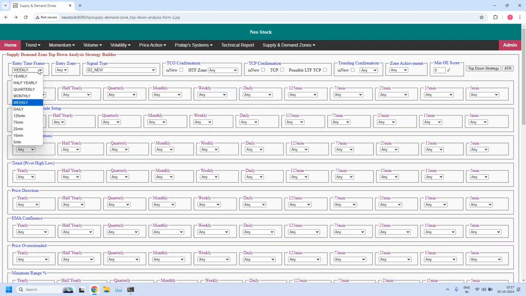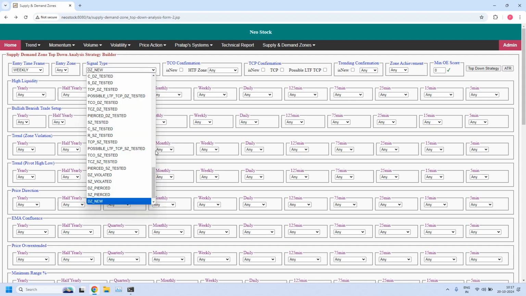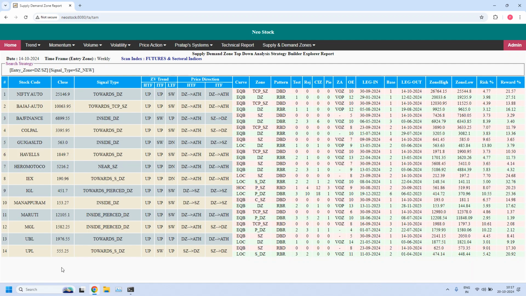Okay, next for weekly time frame, let us find the stocks having newly created weekly supply zones. So these 14 stocks having newly created weekly supply zones.